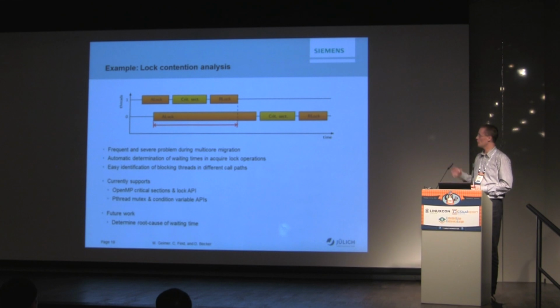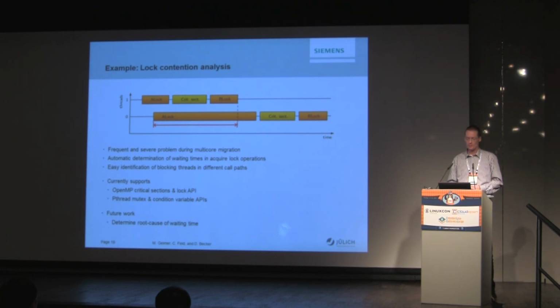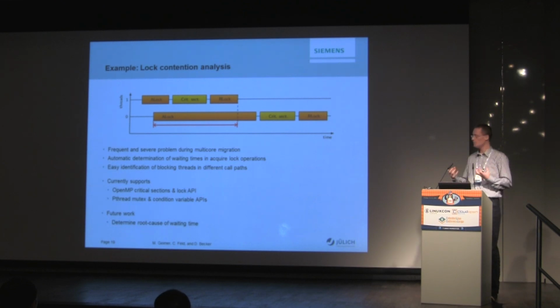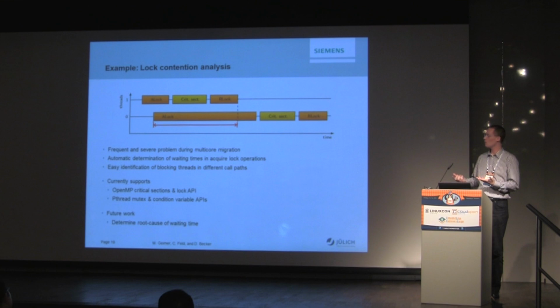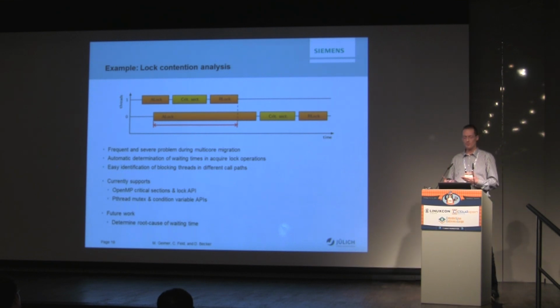So what we do is to automatically determine the waiting times in acquire lock operations. We try to find out where my application is blocked at a lock, and we can also determine which other thread caused this. We do this automatically. And with that information, our future work is to figure out where it comes from.